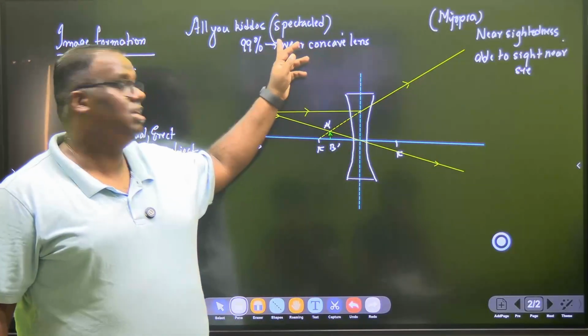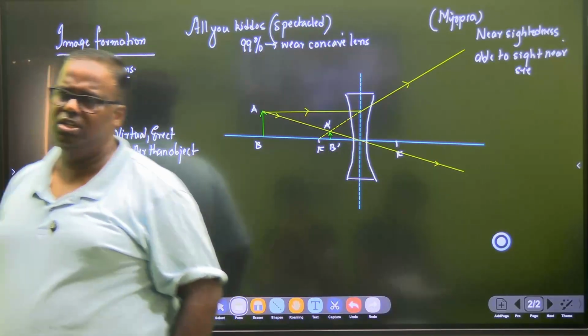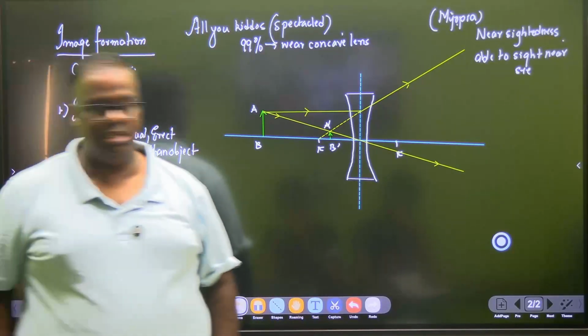Myopia's correction is done using concave lenses. Concave lenses are also used in optical instruments. That's also there. But all you children are wearing concave lenses.